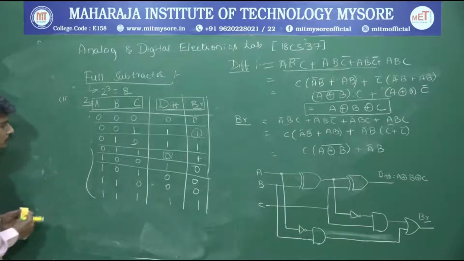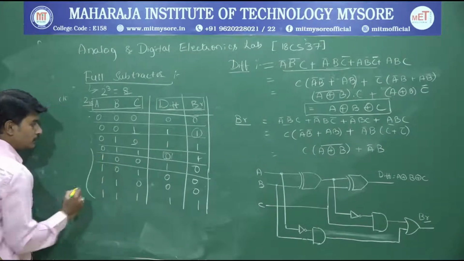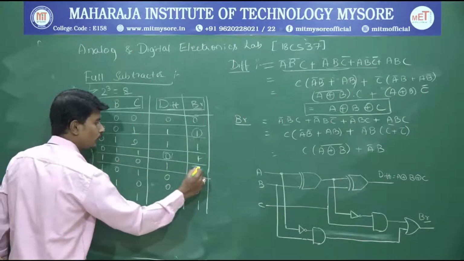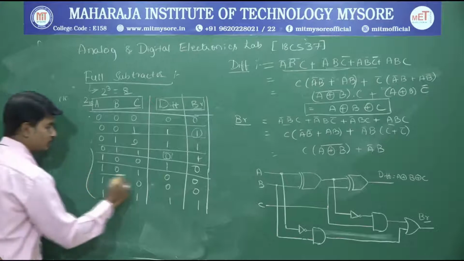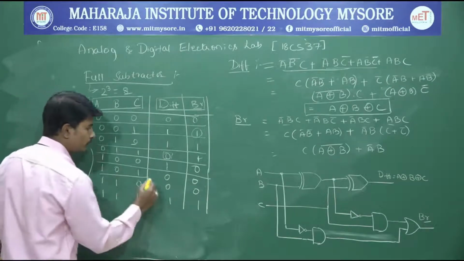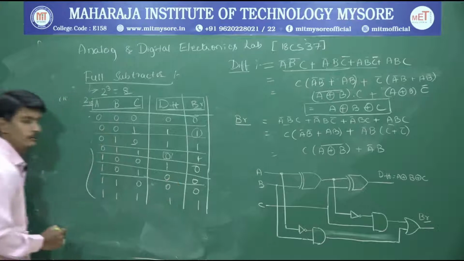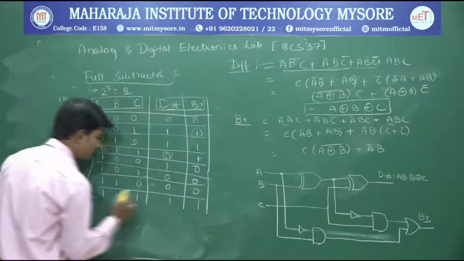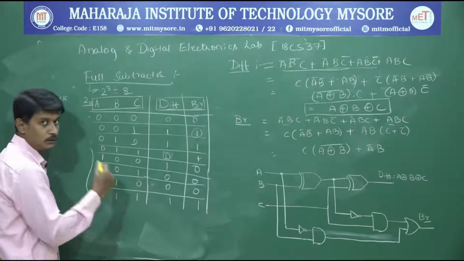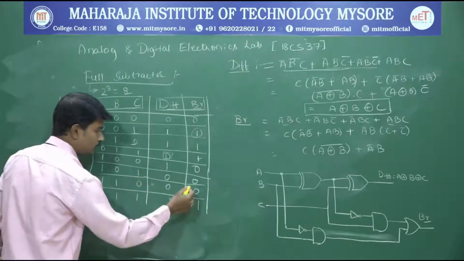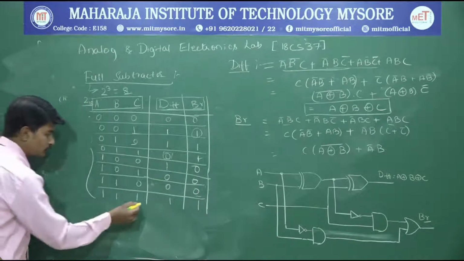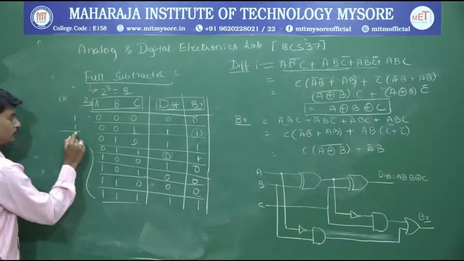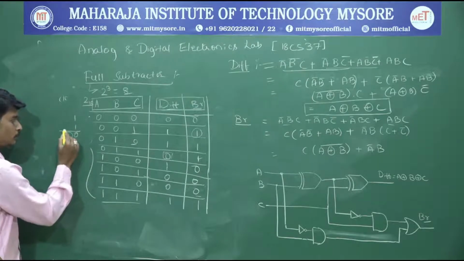Let's check this one. We can tell just by seeing it, 1 minus 0 minus 0 makes the difference equal to 1 and borrow equal to 0. For the next combination, 1 minus 1, it gets subtracted, and we end up with difference equal to 0 and borrow equal to 0. Again the same thing happens here, 1 minus 1 is 0. And again 0 minus 0 ends up with 0 and 0 for this combination. So 1 minus 1 ends up with difference equal to 0 and borrow equal to 0.